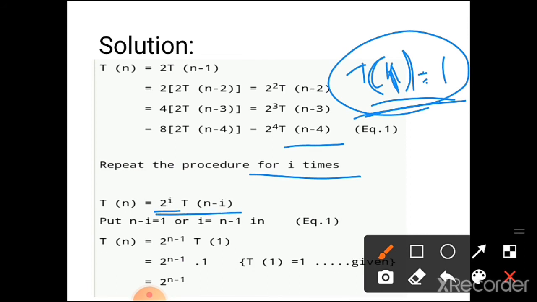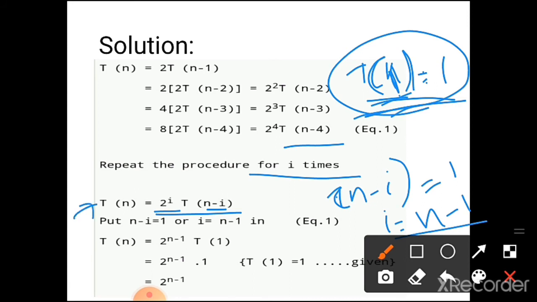So after the ith iteration, it becomes 2 raised to i times T of n minus i. Here we put n minus i as the boundary condition, that is equal to 1. So n minus i is equal to 1, and that is our boundary condition. Then i is equal to n minus 1. So wherever the value of i is found, that value is n minus 1, and we put that value of i into the equation.